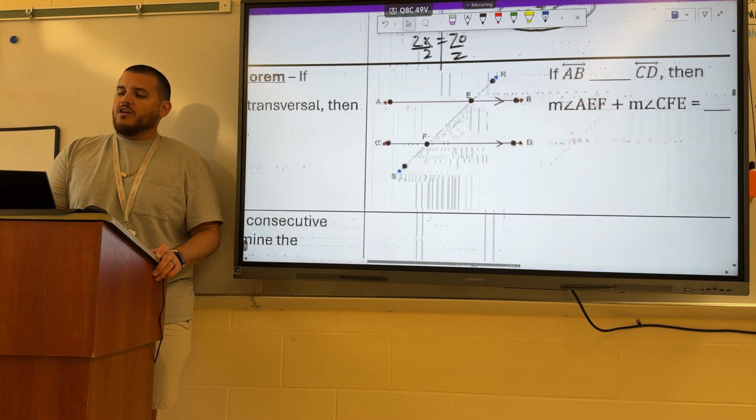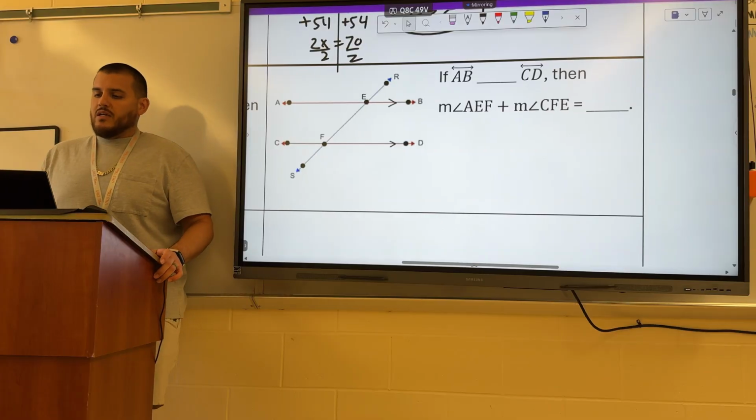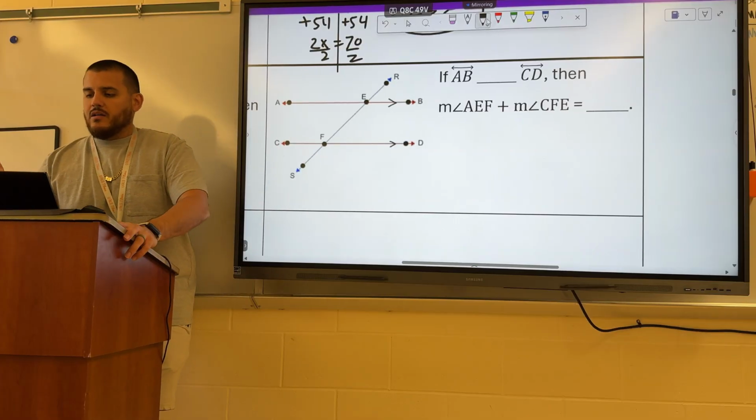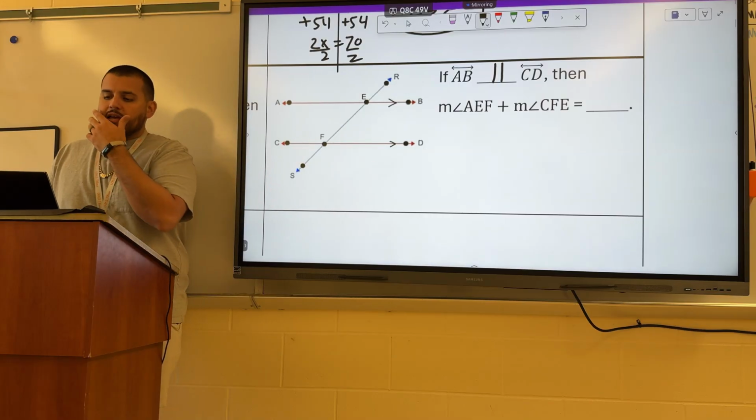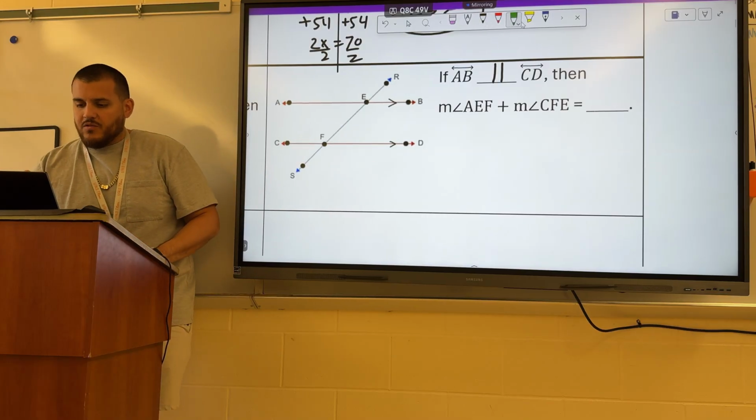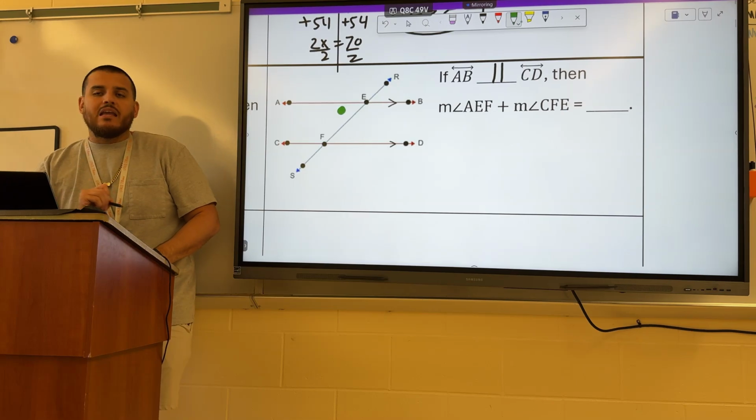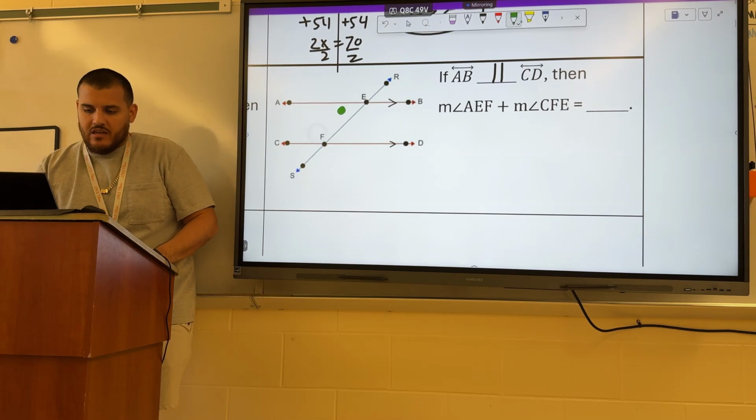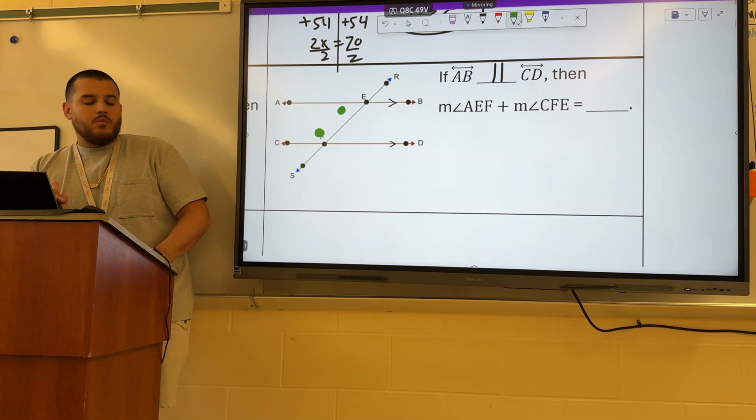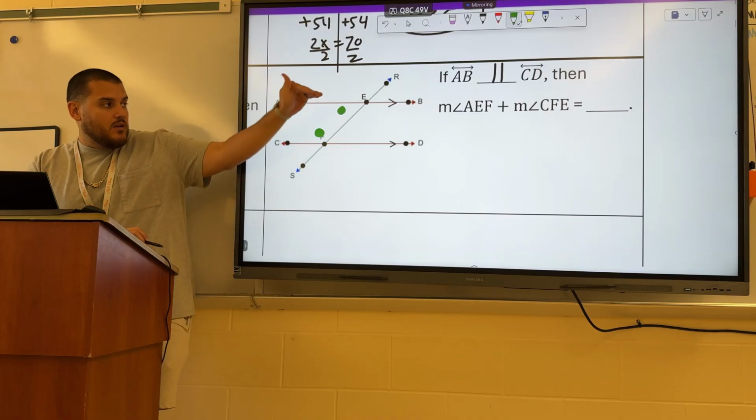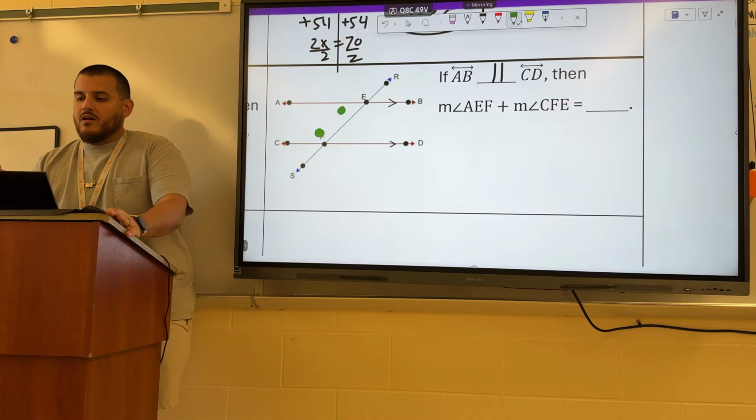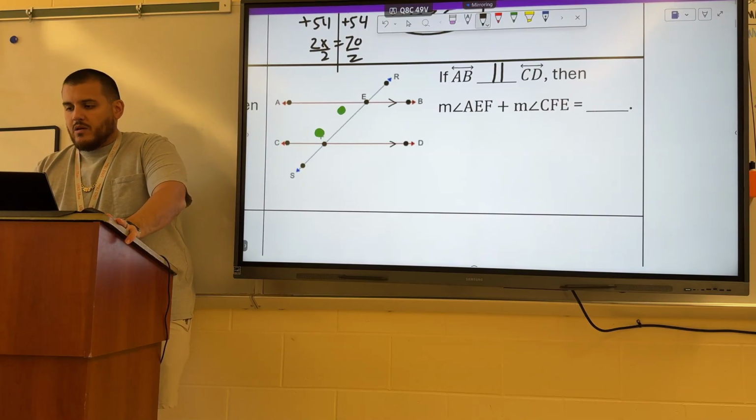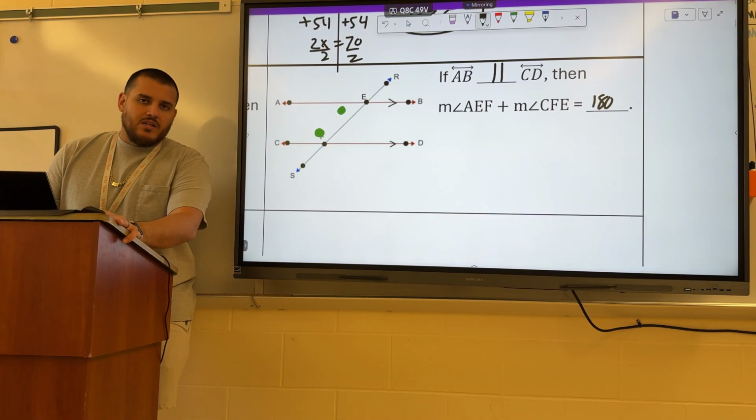Let's get a refresher on the visuals here as we look at this example. If line AB is parallel to line CD, and again, we have the markings that prove that, then angle AEF, which is this angle here, plus angle CFE, which is this angle here, would be supplementary. Remember, that's consecutive interior angles. It's in between my parallel lines and on the same side of the transversal. Remember, supplementary means they have to add up to 180 degrees.